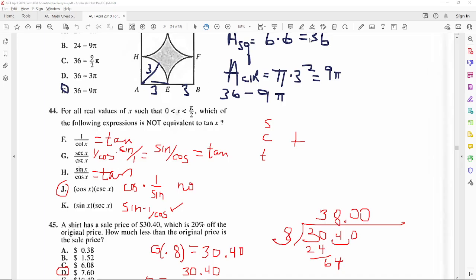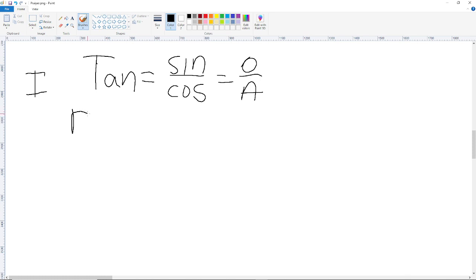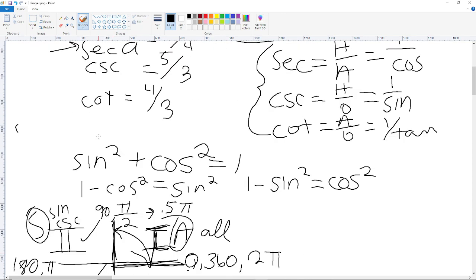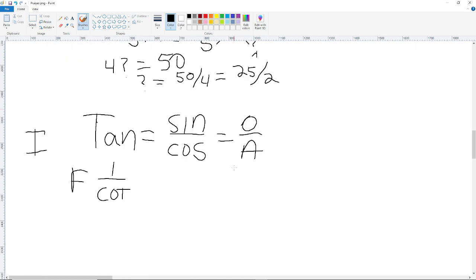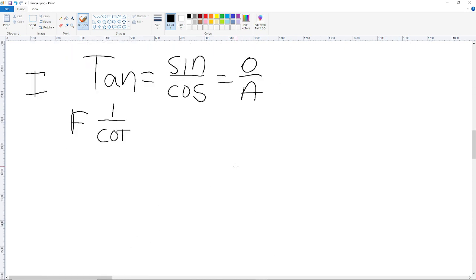All right, let's look at F, 1 over cotangent. Well, you may remember from what we said, cotangent is 1 over tangent, which means tangent is 1 over cotangent. So that one is equal to tangent. So that's not an answer because it says which one is not.